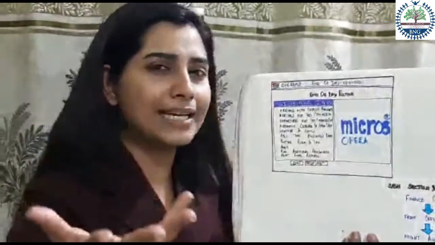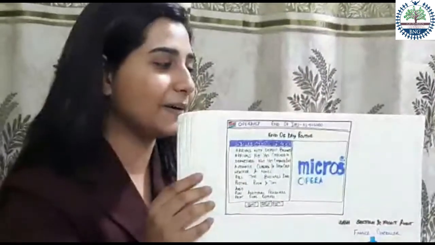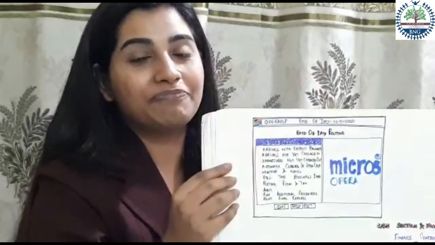Around 8, 9:30. So that's an example of your Micros Opera, and pardon my drawing, I tried to help you with these drawings because we are not able to hold practical classes. If you can make an effort to copy this down in your front office journal, that will be great. So that's about night audit, and if you have any questions, do let me know.